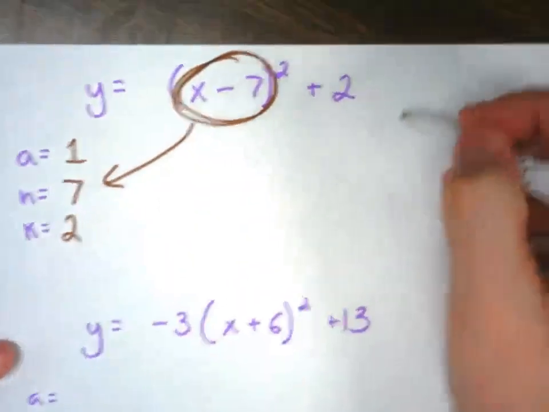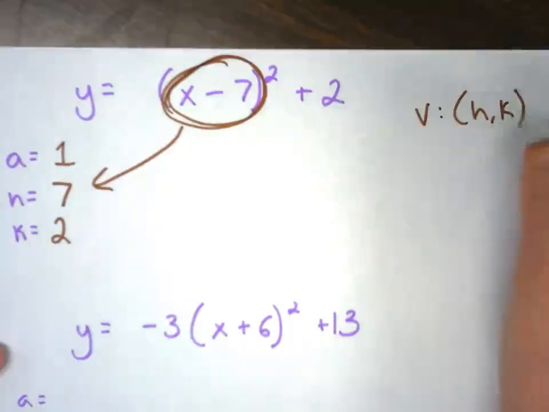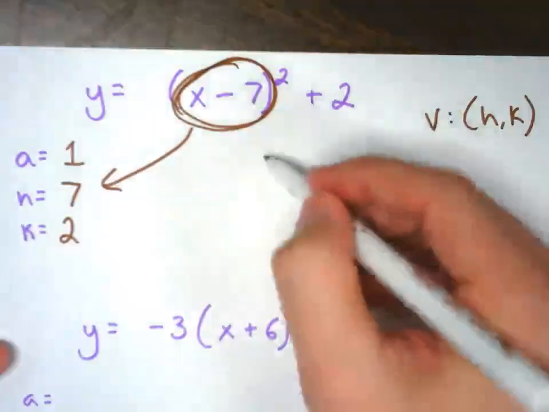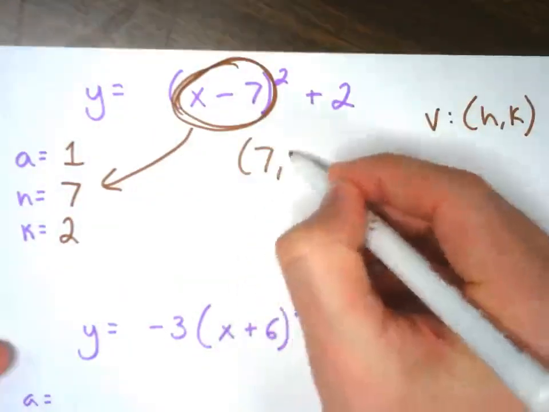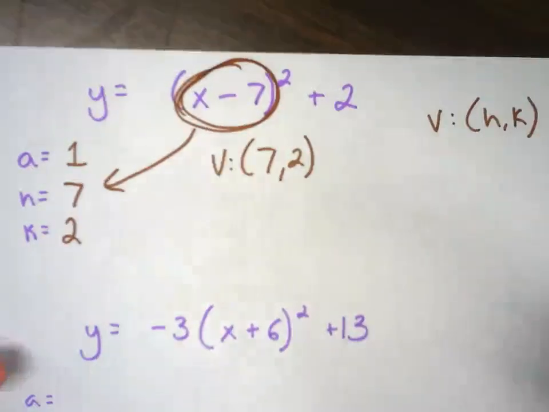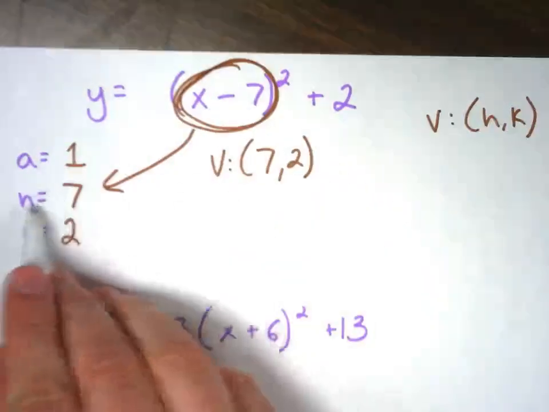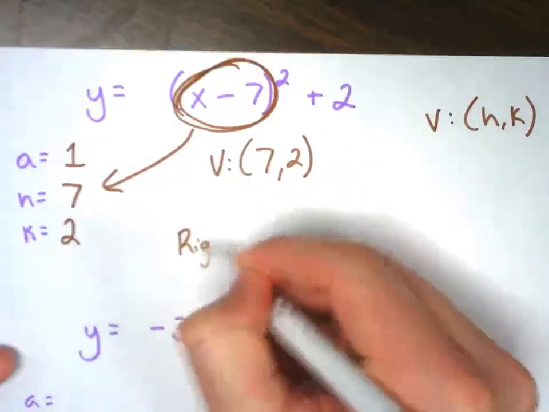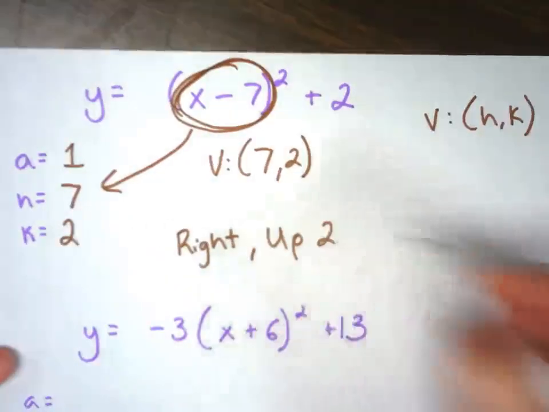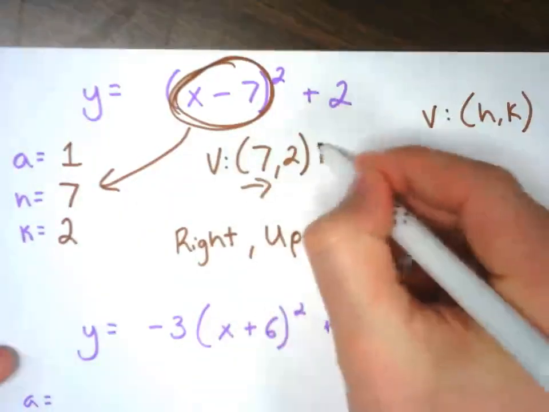So our vertex, I don't know if I went over this in the previous video, all it is is our h and our k. Well, we know our h and k, so our vertex here is just 7, 2. That's our vertex. Our vertex for this problem is 7, 2. Now, which way is this going to move? Well, the 7 is going to move right 7, and the 2 is going to move up 2. And that's how we'd get to our vertex from 0, 0. We would move right 7 and up 2.